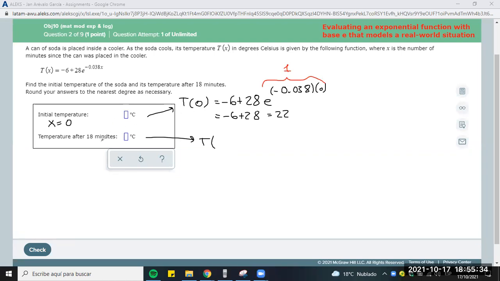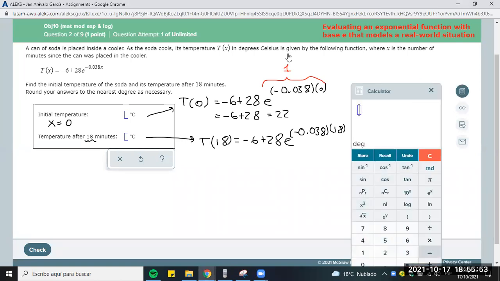So for the other one, we didn't have to use the calculator because that was the easy case with exponent 0. Now we're going to evaluate at 18. So we're going to use a calculator for this one. I'm just going to write it all down, but I'm going to use a calculator.